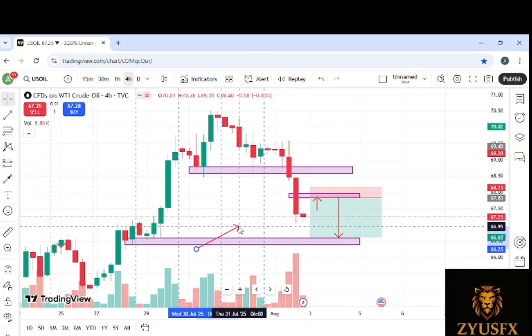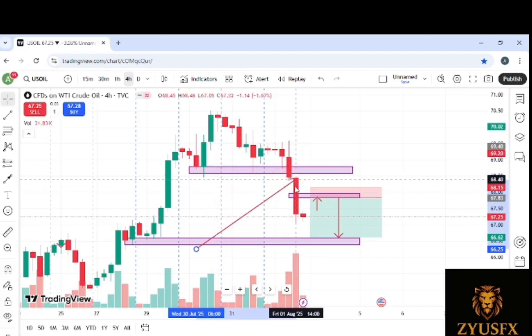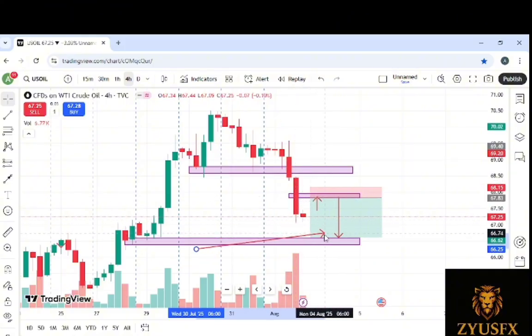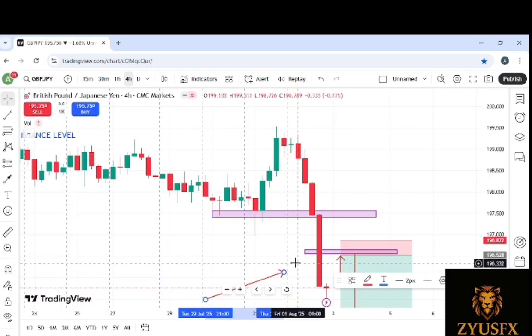A quick recap. The overall trend is down. We're only looking for selling opportunity. Expect price to pull back to at least 50% retracement of this candle, before finally coming back down to the support level, because we are only looking for selling opportunity. So that's the pre-analysis for the week.